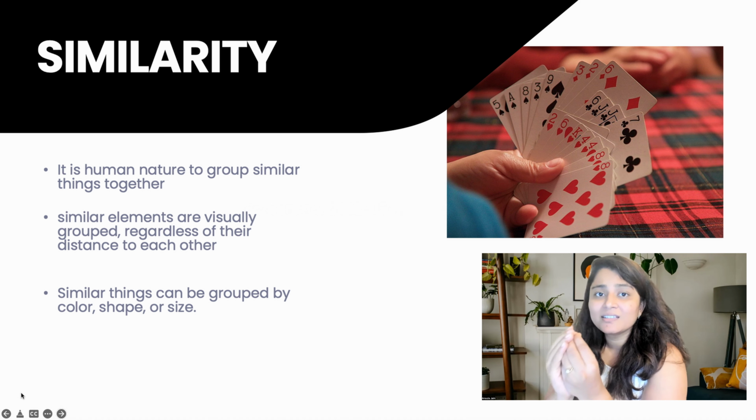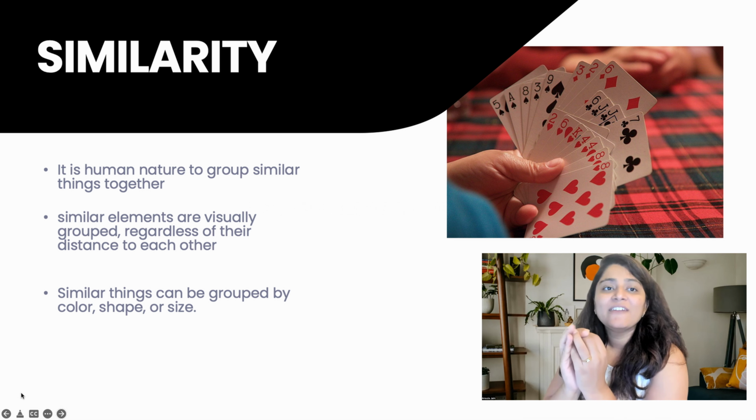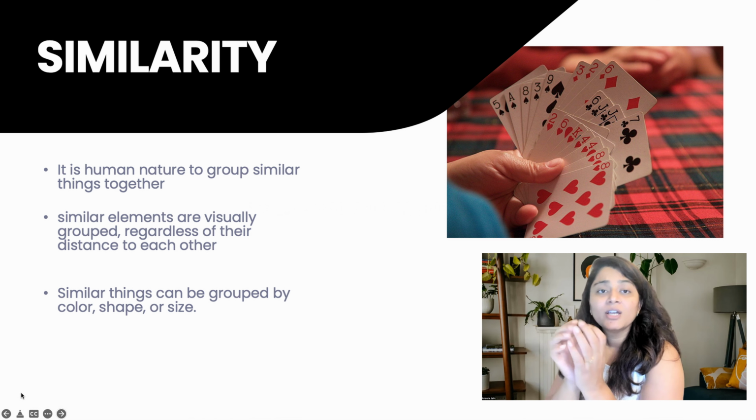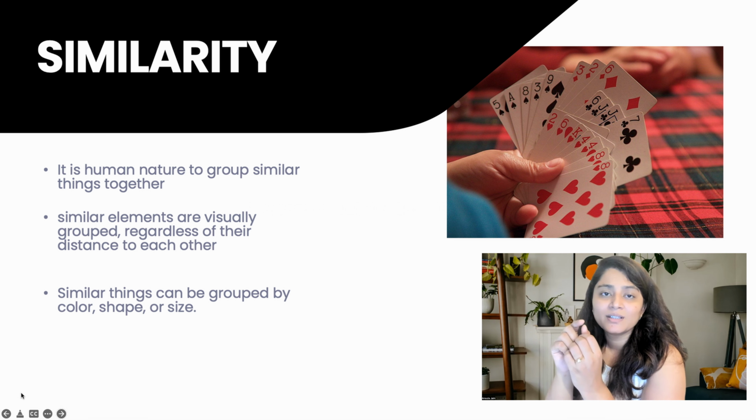One of the basic examples of the similarity principle is your card deck. Every time you shuffle your cards and give them to people around you, they always start arranging the ones that are of similar color or similar symbol. For example, the hearts are together, the spades are together. So that is the principle of similarity, right? They're grouping them on the basis of the color as well as the symbol.